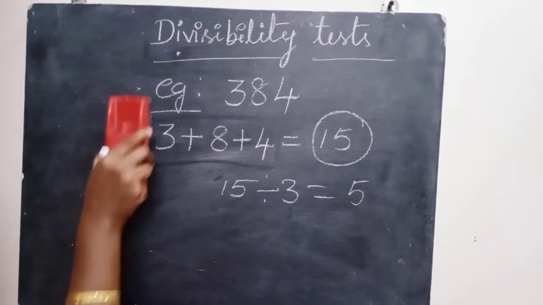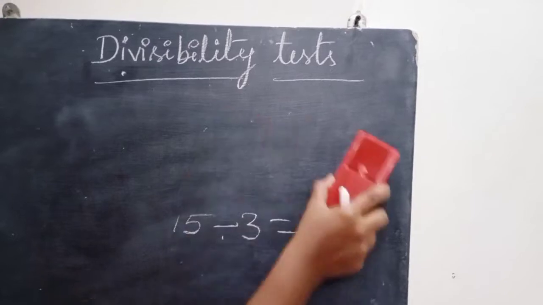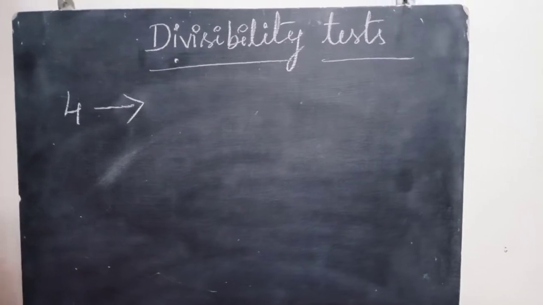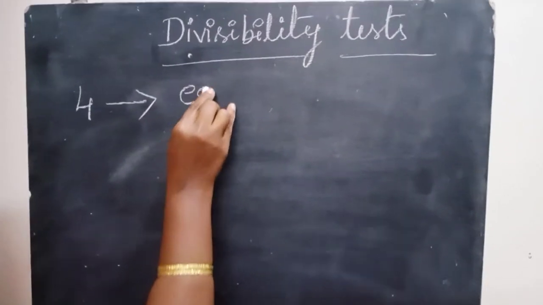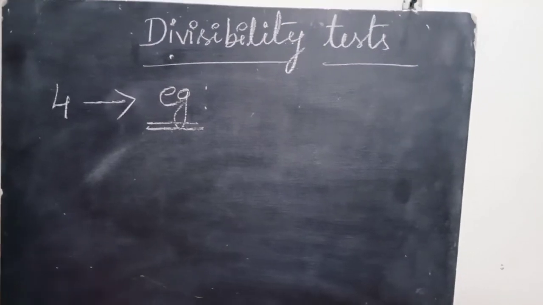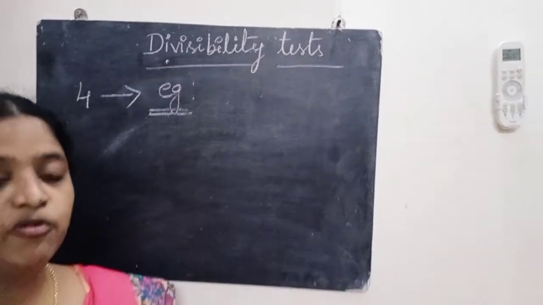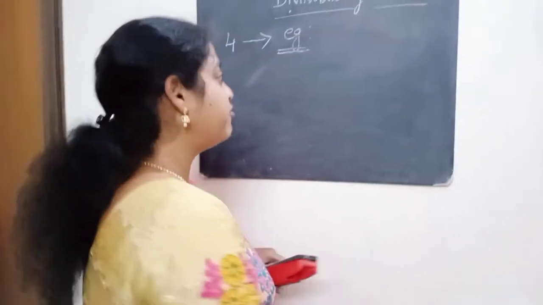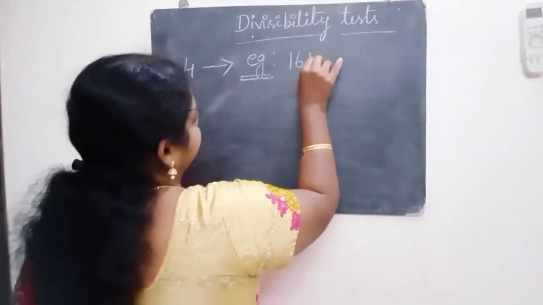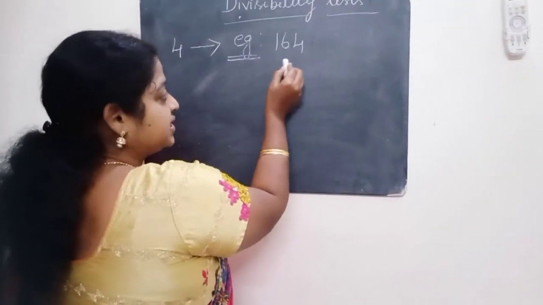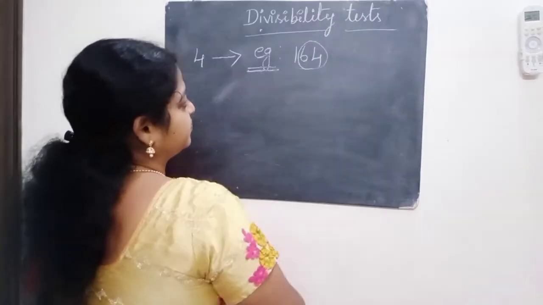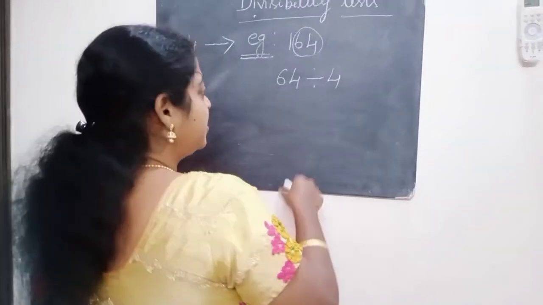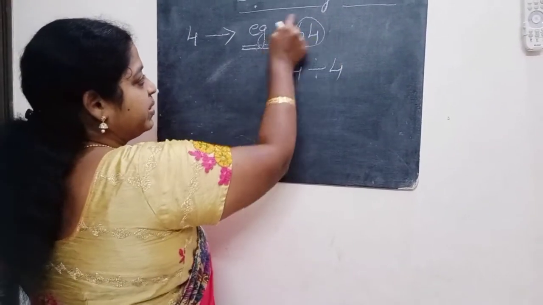Next, the fourth one. What is the rule for 4? The last two digits should be divisible by 4. The last two digits should be divisible by 4. So I am going to take the number 164. Okay, here you see the last two digits, 64. So 64 divided by 4. Just check this one. If the remainder is 0, then the total number will be divisible by 4.